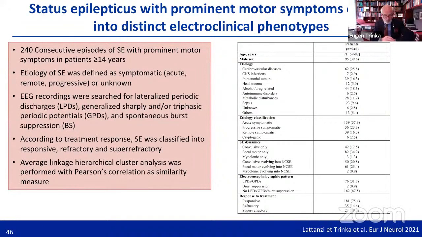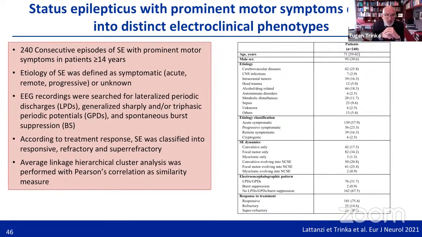But at the final point, I want to throw up something which is important. We can say, well, it's just the length of the seizure which counts. Or we can say, well, we treat the clinical type, but not the EEG.